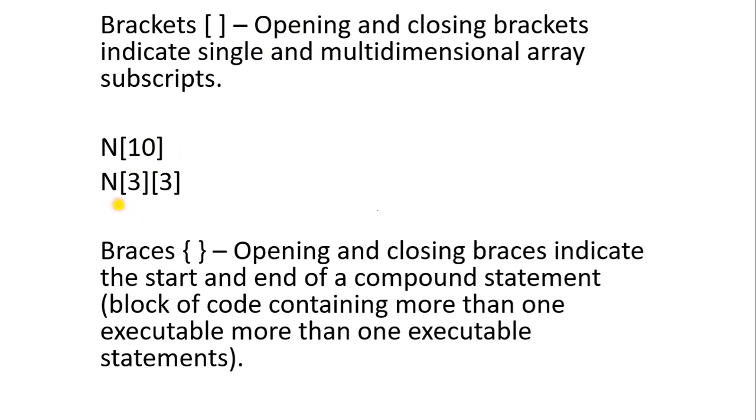When we are declaring a multi-dimensional array, n is the array variable and 3 cross 3 is the array size, meaning 3 rows and 3 columns. The row size 3 will be in between the brackets, and the column size will also be in between the brackets. So the brackets are used in the declaration of the array in the Java programming language.